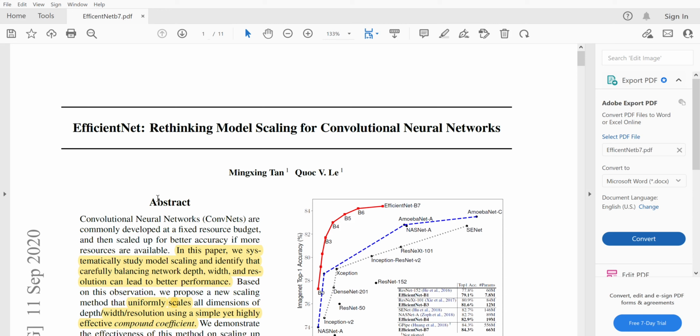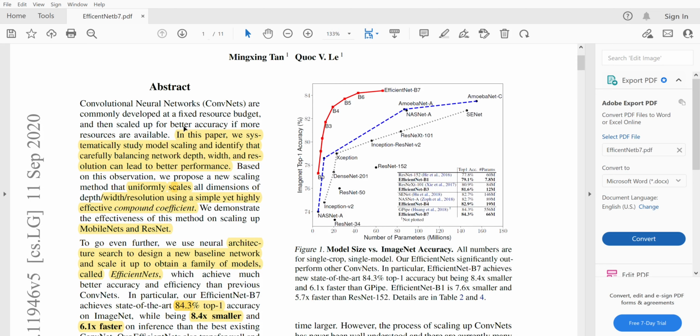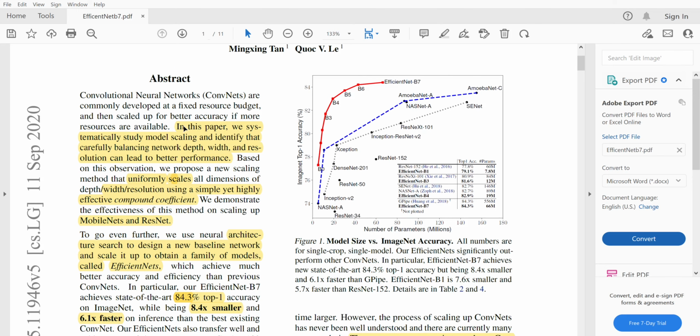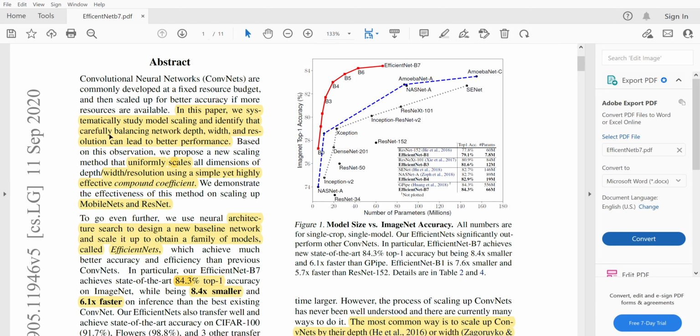Welcome to my channel. Today we are going to walk through the paper EfficientNet: Rethinking Model Scaling for Convolutional Neural Networks. This paper was written by these authors, and so let's start. In this paper, we systematically study model scaling and identify that carefully balancing network depth, width, and resolution can lead to better performance.